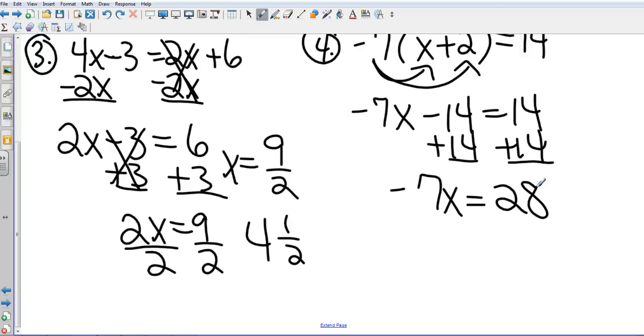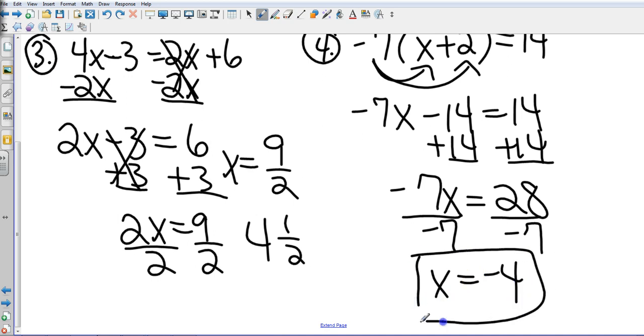Okay. Now we're going to divide both sides by? Negative 7. And x equals negative 4. How many had that? Good. All right. I feel pretty good about equations. That's a lot of hands raised.